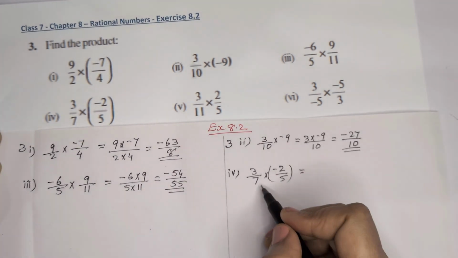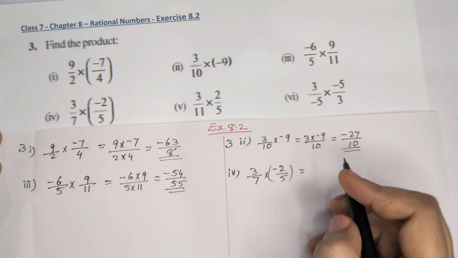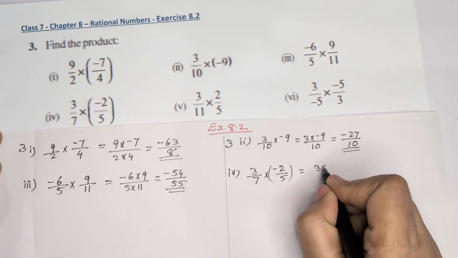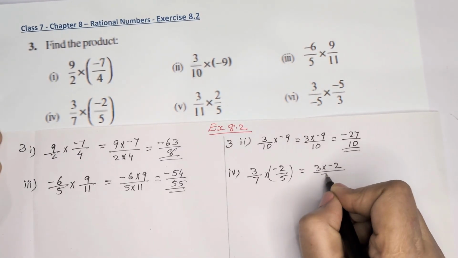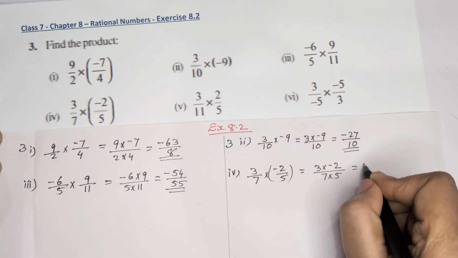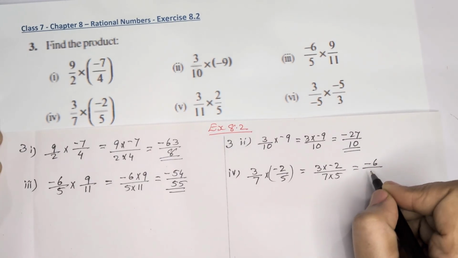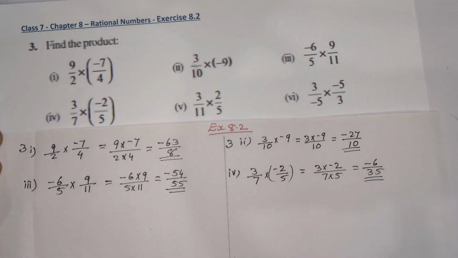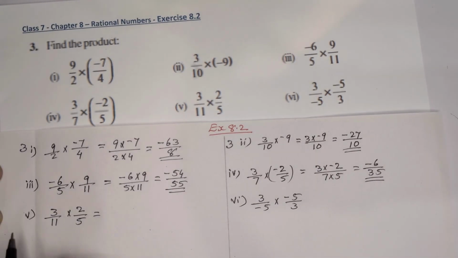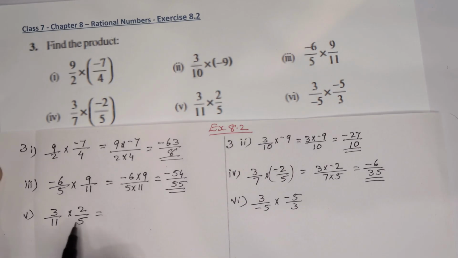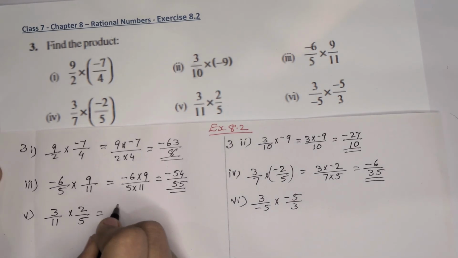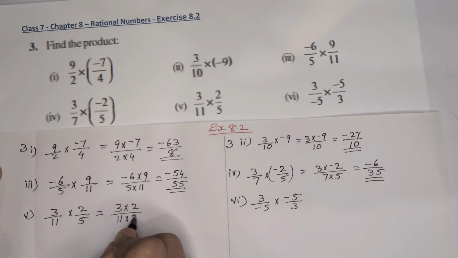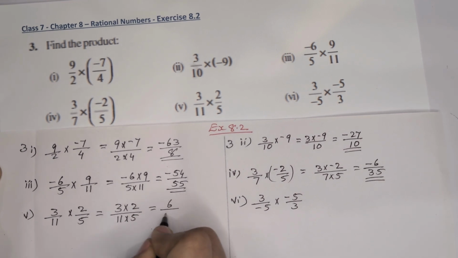Fourth question, 3 by 7 into minus 2 by 5. 3 into minus 2 in the numerator, 7 into 5 in the denominator. So minus 6 by 35. Now fifth one, 3 by 11 into 2 by 5. So it will come as 3 into 2 in the numerator and 11 into 5 in the denominator, which is equal to 6 by 55.